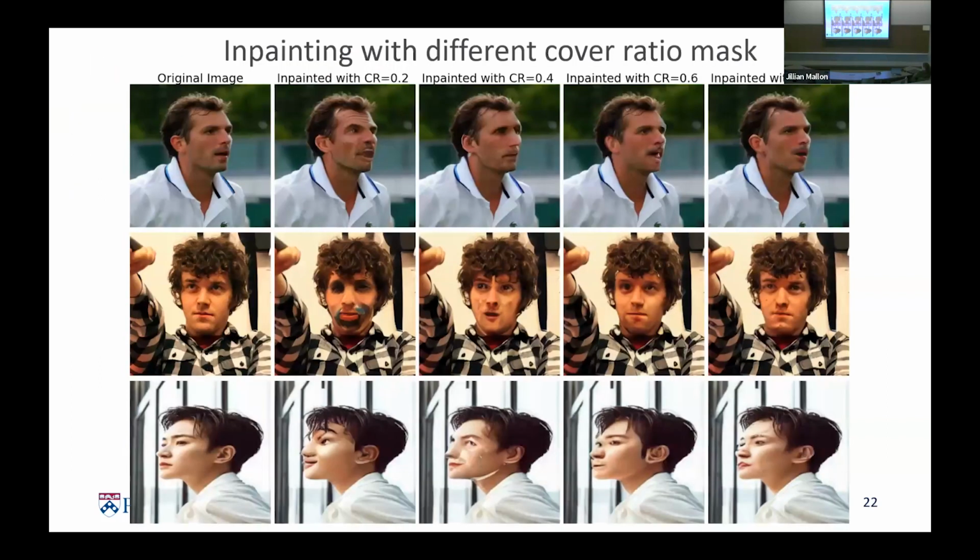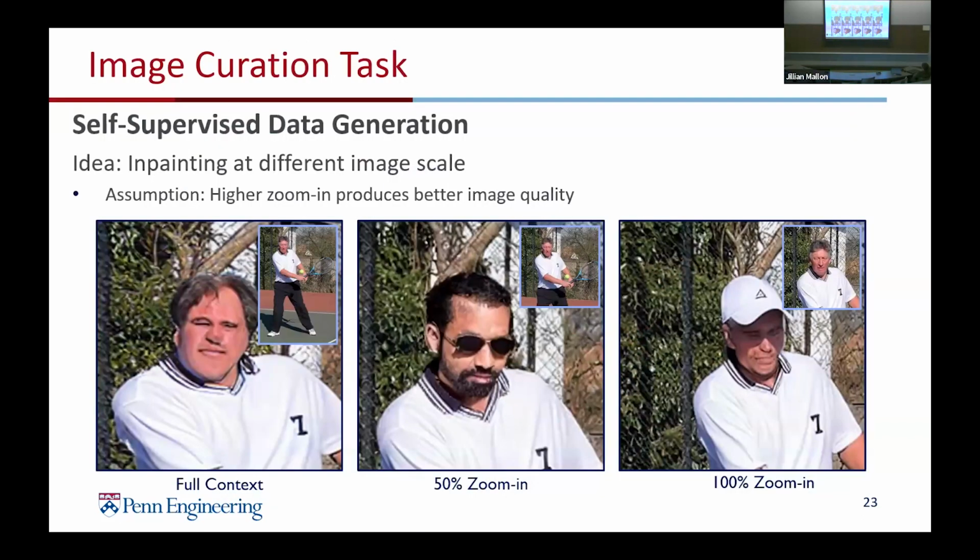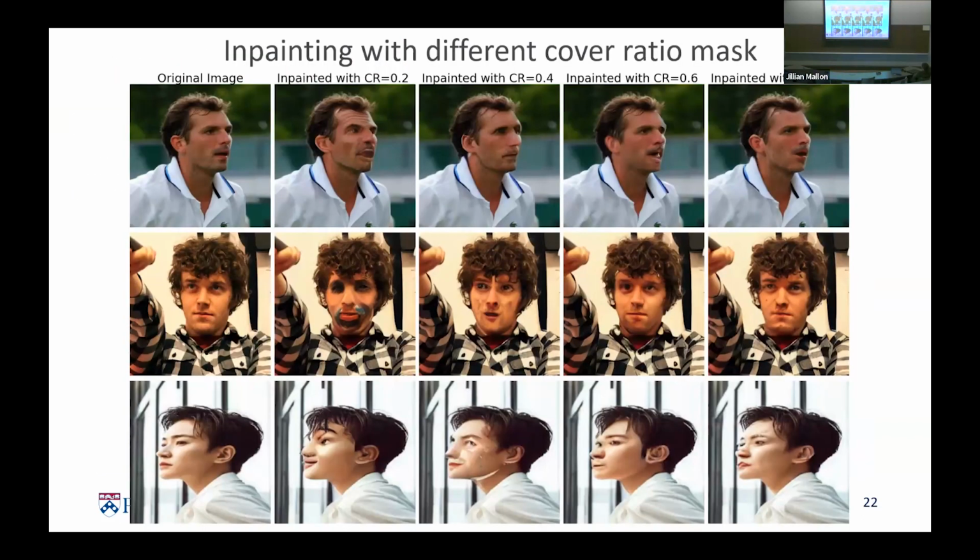Here we have some visual analysis based on the first method. In the first column, we show 3 different original images. And from the second column across to the last column, we show the inpainting results with different mask cover ratios. As you can observe, the image quality generally improves as we increase the cover ratio of the mask.